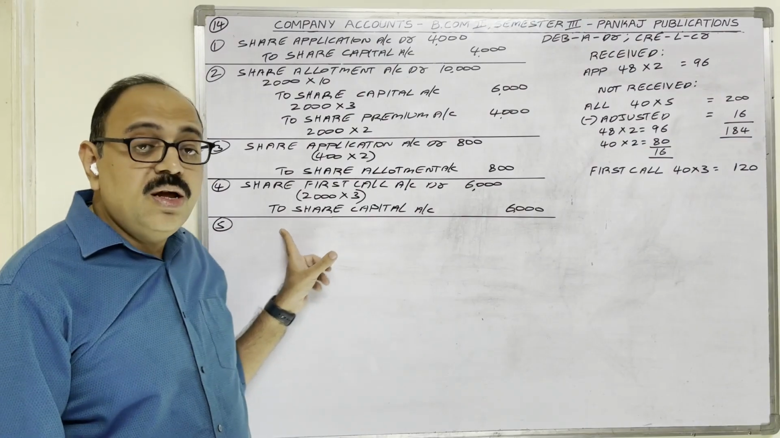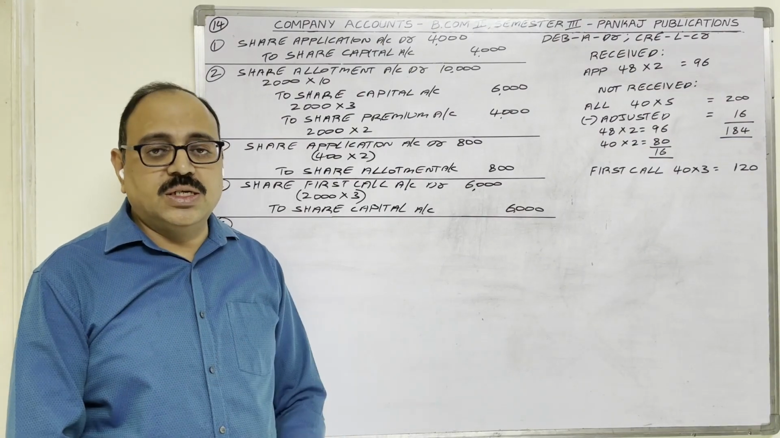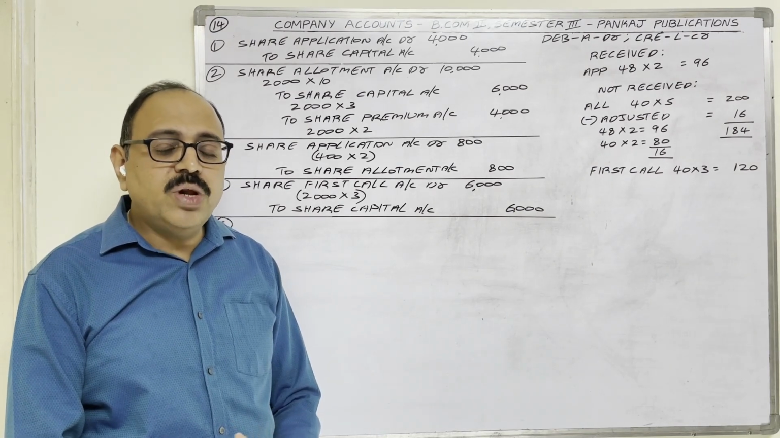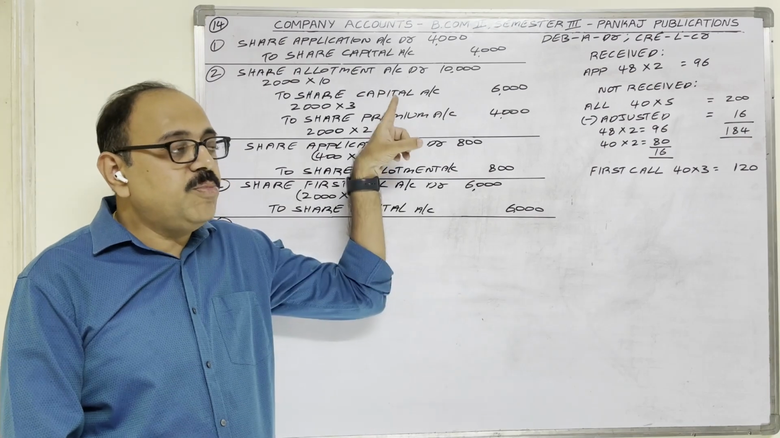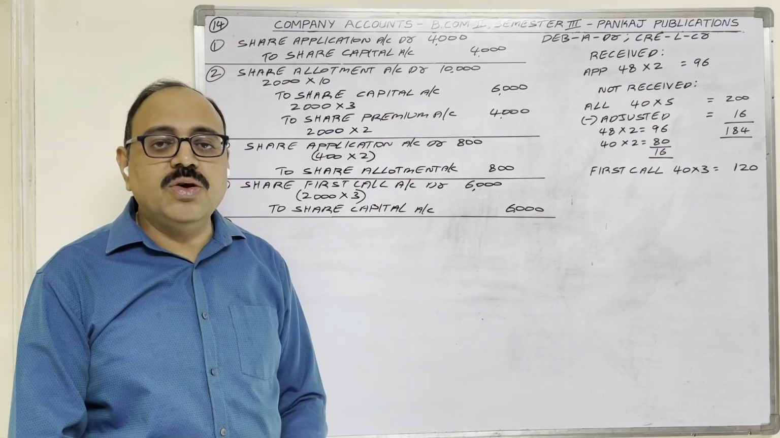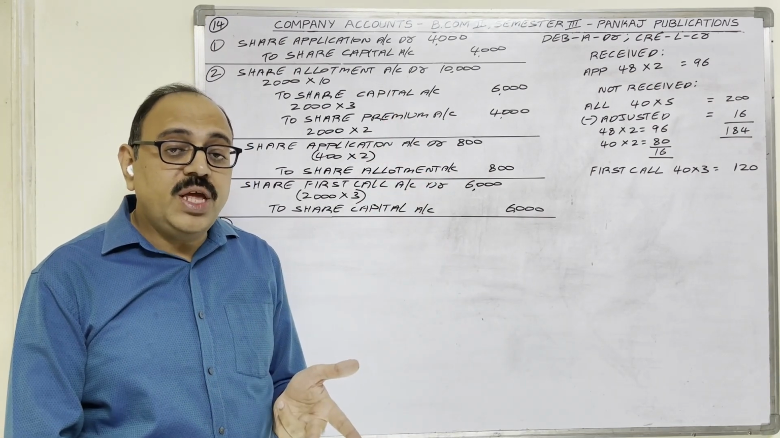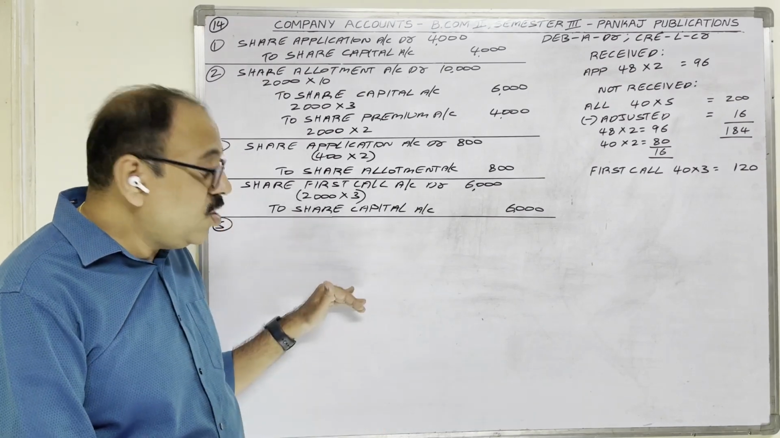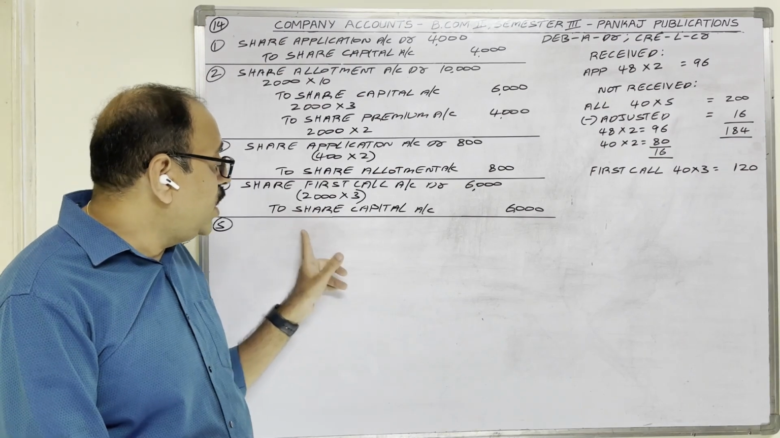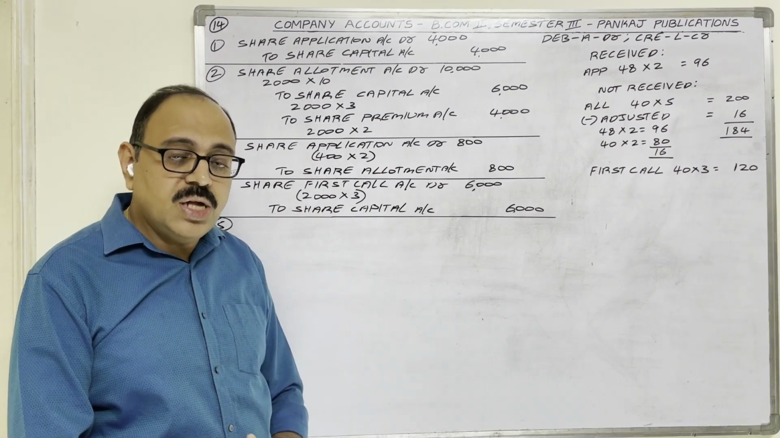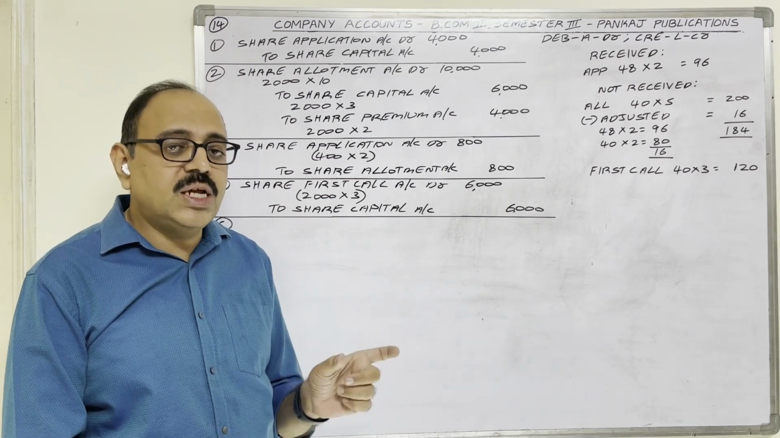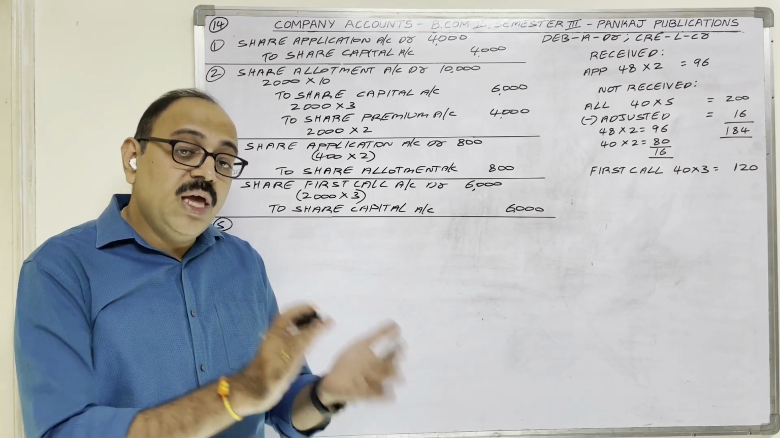Fifth entry is for forfeiture of Ramesh shares, 40 shares. In previous problems, we used to write forfeiture entry after completing all calls related entries. No? After final call entry, we used to write forfeiture entry. But in this problem, before final call only, we are writing 40 shares forfeited entry, because the question is clearly giving that Ramesh shares, 40 shares are forfeited before making final call.